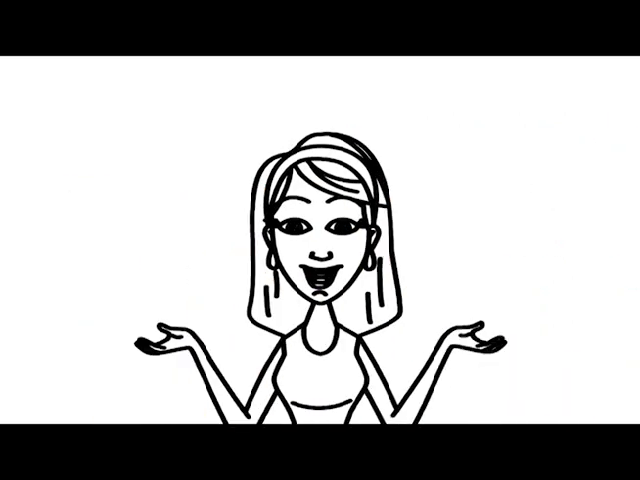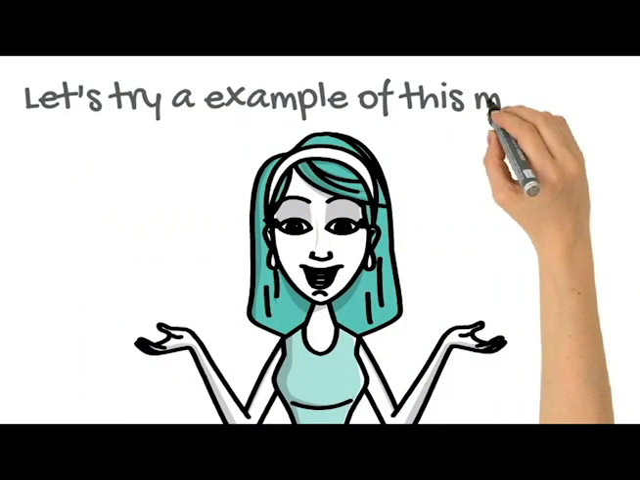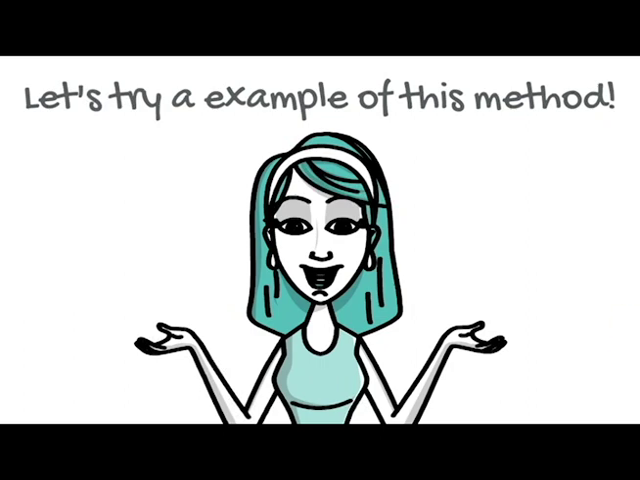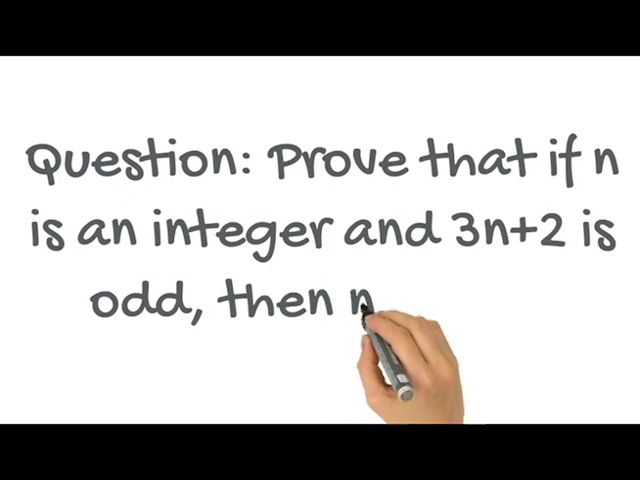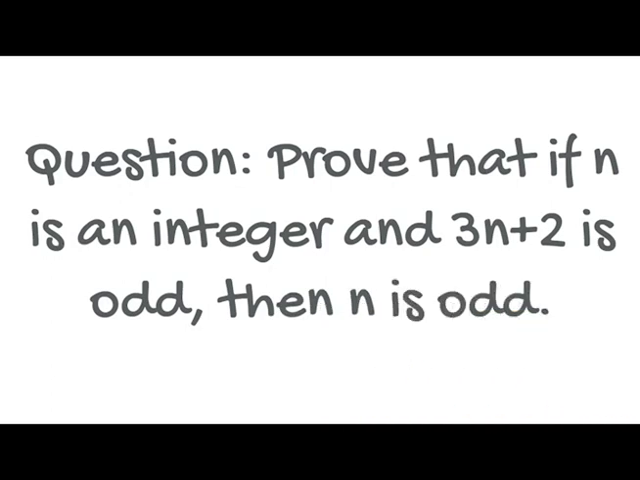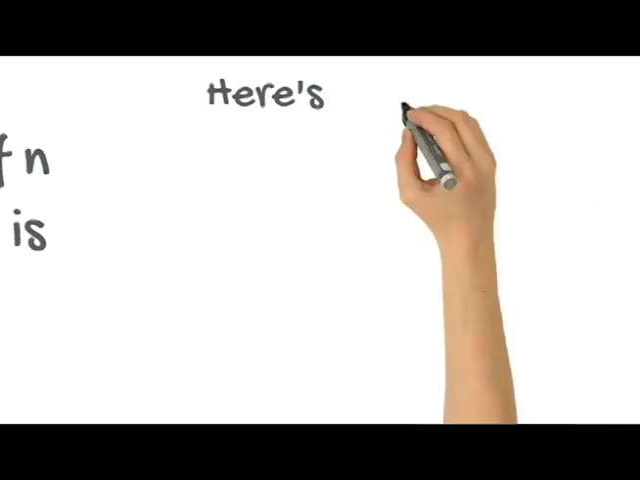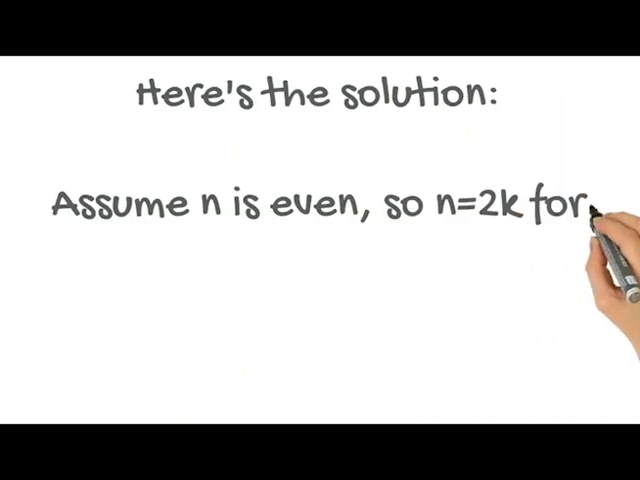Now let's try an example of the contrapositive method. The question is, we need to prove that if n is an integer and 3n plus 2 is odd, then n is also odd. First, we must assume that n is even, or not Q, making n equals 2k for some k by the definition of an even number.